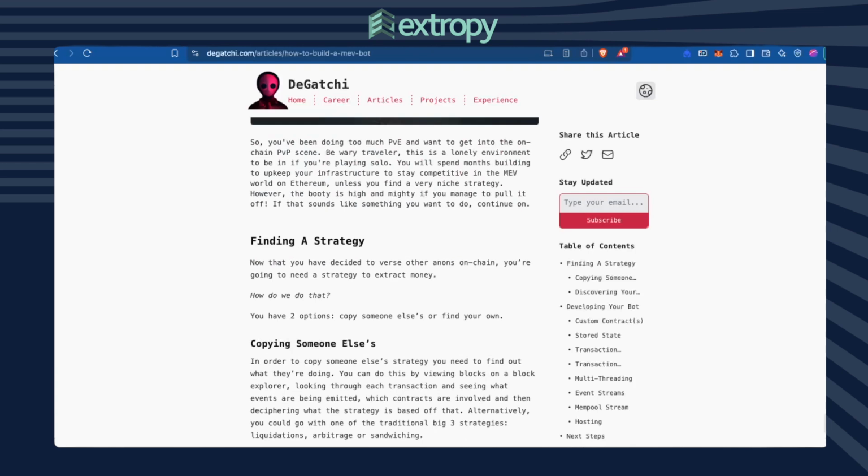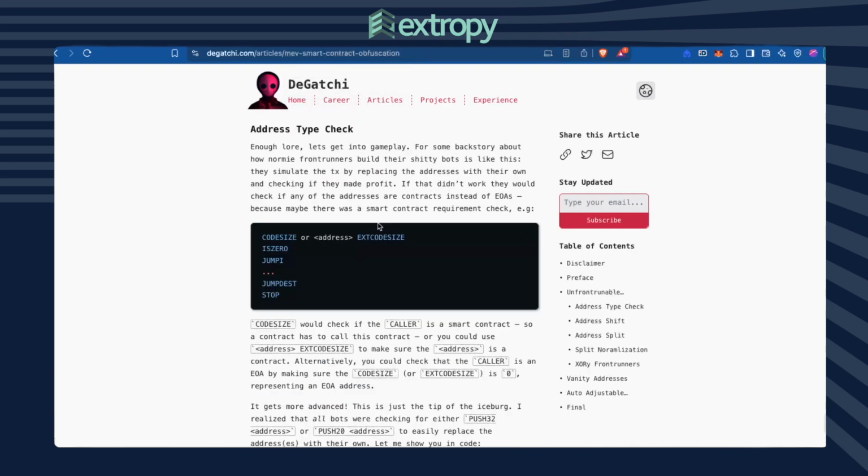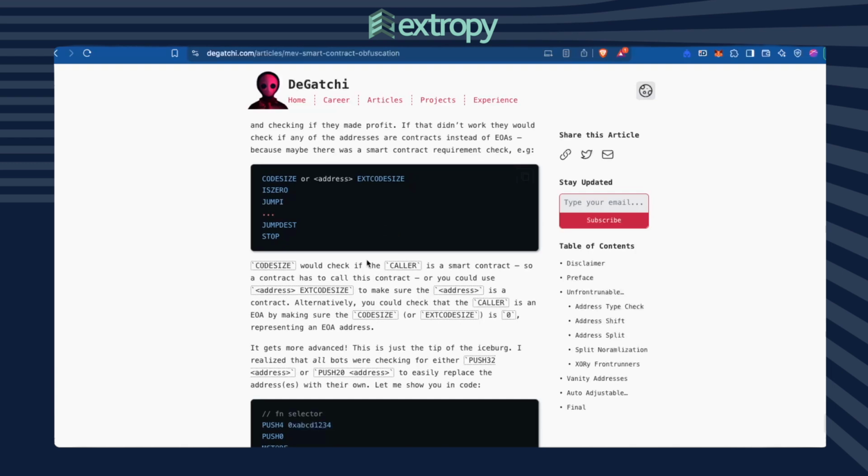No, let me close that one. We can go through what he's trying to do, or we can have a look and work it out. So this initial one, what he's saying is that what they can do is use code size, or EXTCODESIZE, to check whether this is a contract or not. So I think hopefully you understand that.